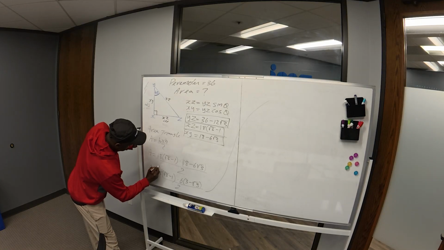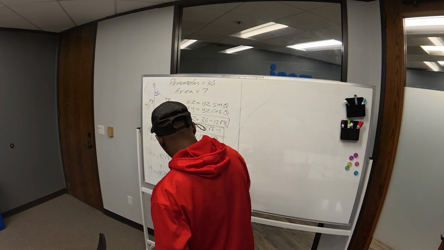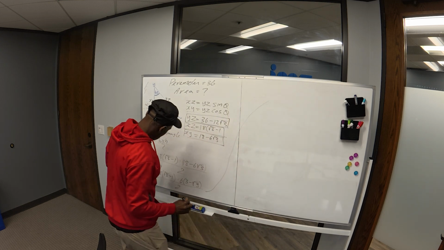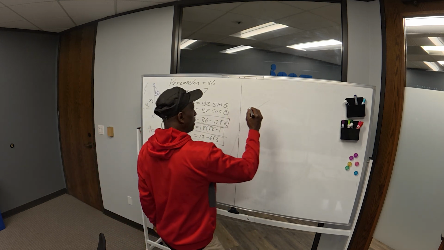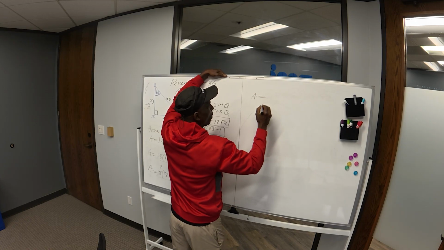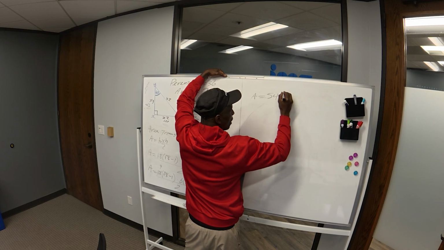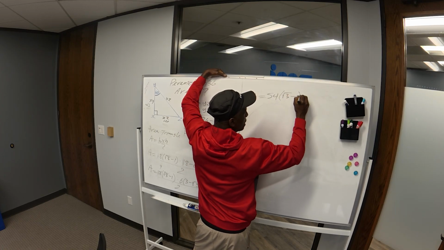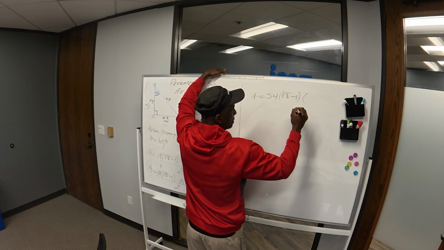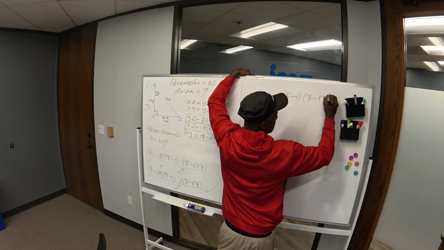So we can move up here and say 2 will go into 18 nine times. So we have 9 times 6. So that will be A is equal to 54 outside of square root of 3 minus 1 dot 3 minus square root of 3.